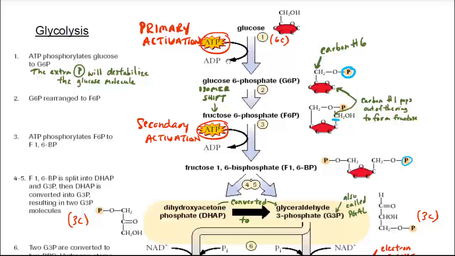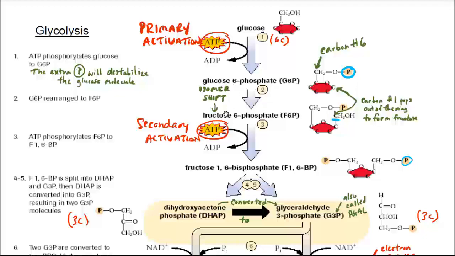So you add a phosphate on, and it just so happens that here's the phosphate here. It gets added to carbon number 6. So the new name for our molecule is glucose 6-phosphate. Glucose 6-phosphate, telling us the location of the phosphate on the glucose. Then you're going to do a little bit of a shift here.